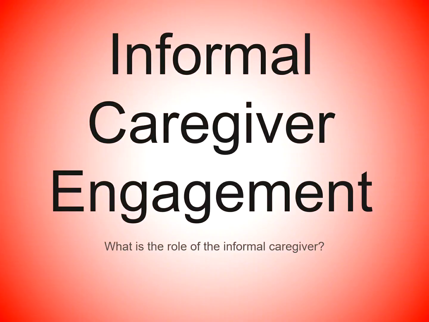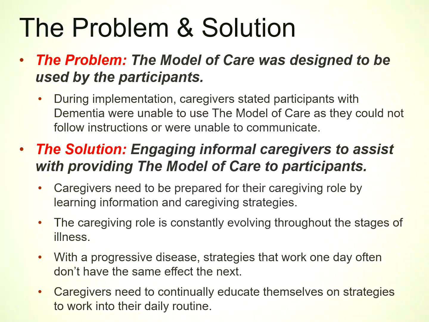So let's talk about how to engage an informal caregiver and what is the role of the informal caregiver when we're doing the model of care. The problem with the model of care is it was designed to be used by participants. During implementation in the My Choice waiver program over the last few years, many caregivers stated the participants with dementia and Alzheimer's disease were unable to use the model of care as they could not follow instructions or were unable to communicate.